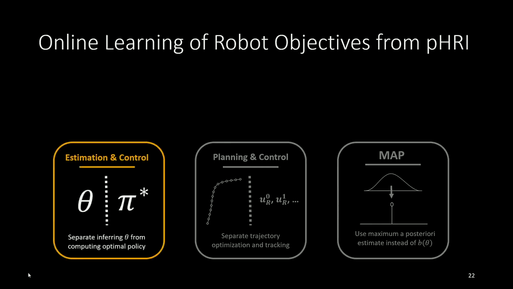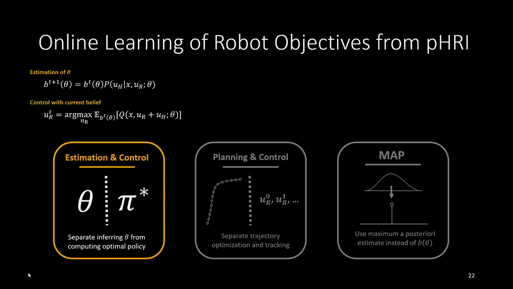So in the first approximation, we simply separated estimating the true reward parameter theta from solving for the optimal control policy. So at every time step, the robot is simply updating its belief and then replanning with this new belief. However, if you look at how the robot actually has to compute this optimal control, it has to compute the Q-value function for every single theta that it is keeping track of. And we unfortunately can't compute a full policy in real time.